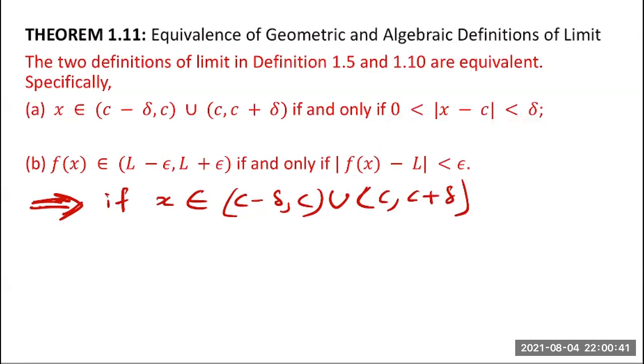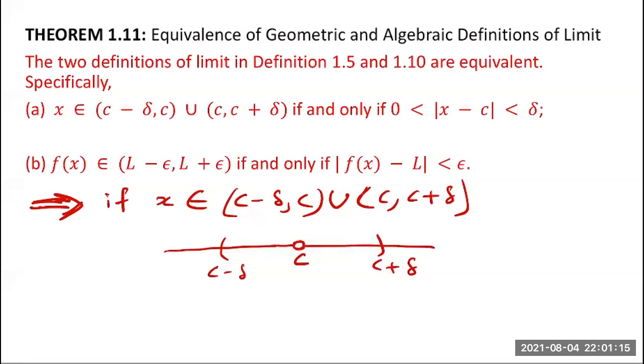So what do we mean by x is in this punctured interval? First of all, let's draw this punctured interval. This is my punctured interval. Suppose you have a hole at the point c, and here is your c minus delta. Here is your c plus delta. This is your punctured interval, right? This whole thing, except this middle point. You remove the middle.